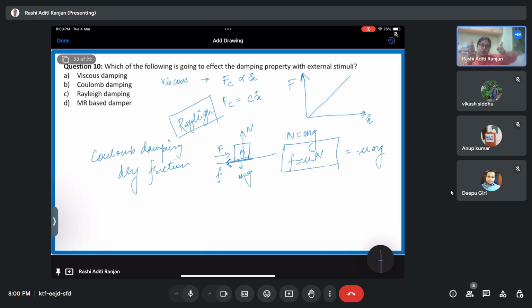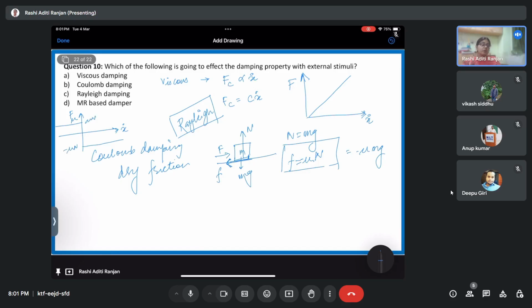In whichever direction you apply the force, the friction is going to act in the opposite direction on the surface. We have been studying it for a long time. If I want to plot my force of friction with respect to x dot, if x dot is in the positive direction, the friction acts in the negative direction. If x dot is in the negative direction, the friction acts in the positive direction, and its value is mu n, minus mu n. So this is Coulomb damping.